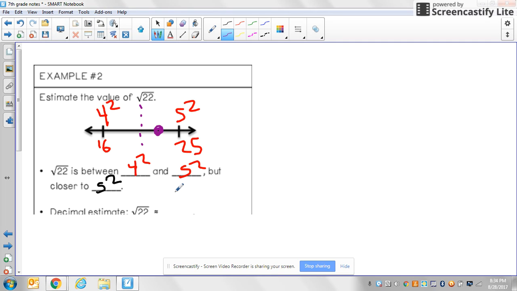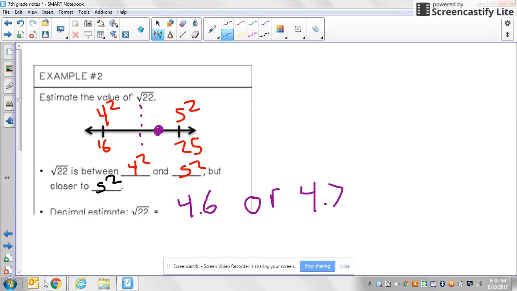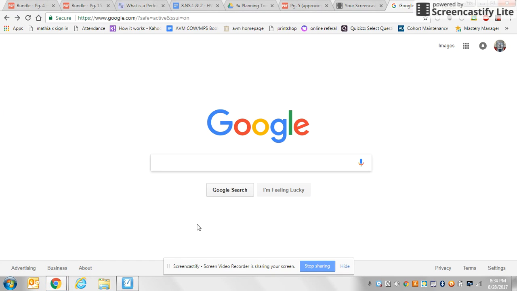And pause. Now, after you have made your guess, I'm willing to bet that some of you have probably said it's probably around 4.6 or about 4.7. And for some of you, if you're being a little skeptical, you're like, oh, come on, this can't be right, we're not that close. Well, let's take a look at the Google machine.